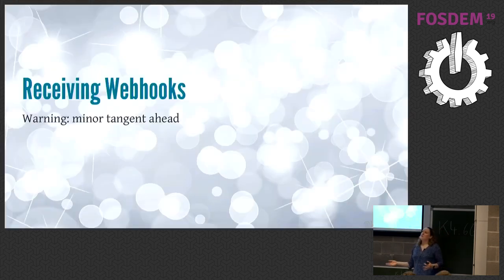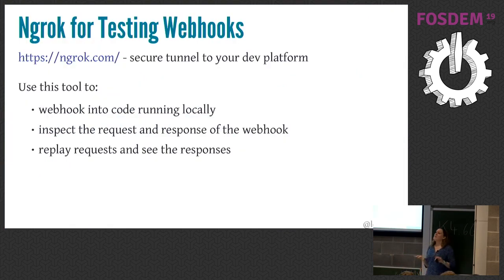I want to talk about how you receive those webhooks in your code. Warning, we're going to do a minor tangent, so I can tell you the tools that you need to really receive them in your code, and then we'll do a bit more theory. I want to introduce you to a tool called ngrok. ngrok is a secure tunnel to your dev platform. Basically, you run this program on your machine where your development code lives, and it makes a public URL on the internet able to reach the code that's running on your machine.